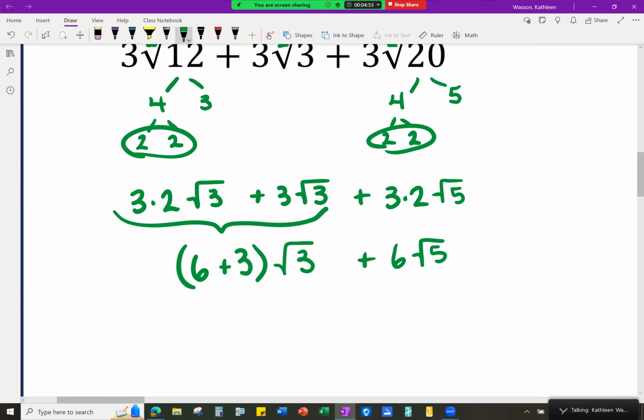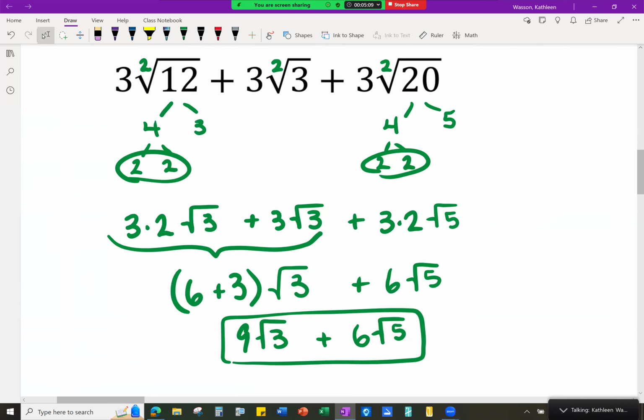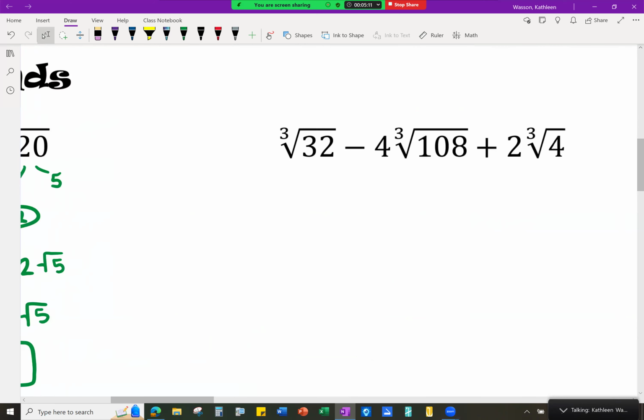6 plus 3 is 9, so I can write this first term as 9 square root 3, and then I'll add 6 square root 5. This is simplified. I have another example here.